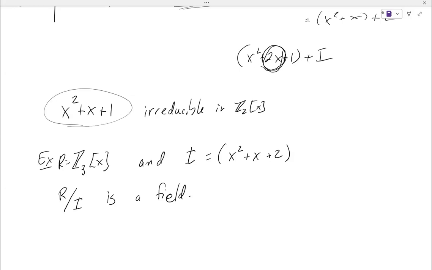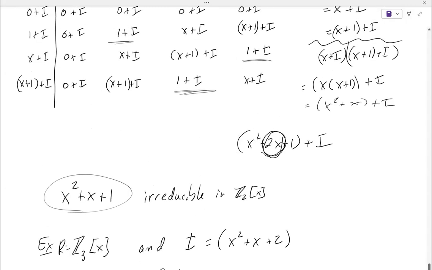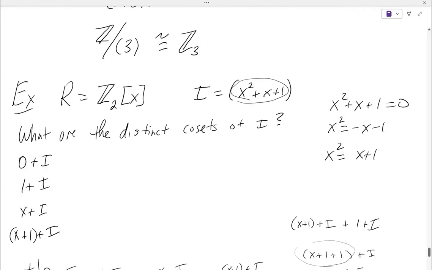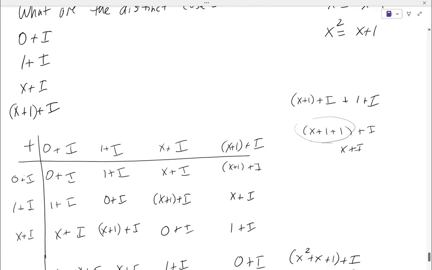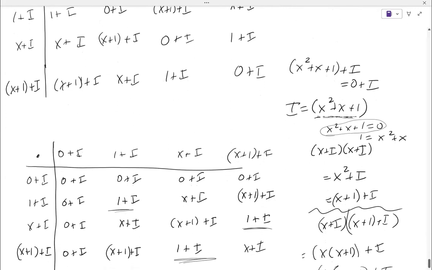Okay. How many elements will this field have? Now, you might be able to guess without actually doing any work and then doing the reasoning. Let's go back up to the previous example. In the previous example, we had Z2 as the field that our polynomial coefficients were coming from. The degree here is 2. And we ended up with 4 elements, right?